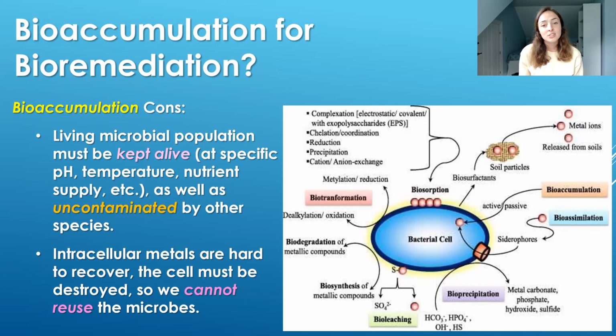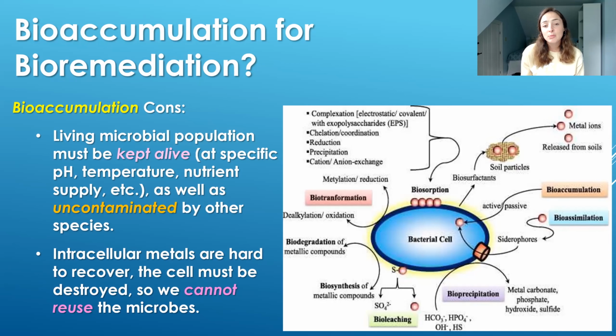Those controlled conditions are much easier to meet in isolated environments that you create in the lab. So actually employing this method for remediating environments would be really difficult just to keep those parameters met. The other con listed here is that intracellular metals are really hard to recover. So what does this mean?